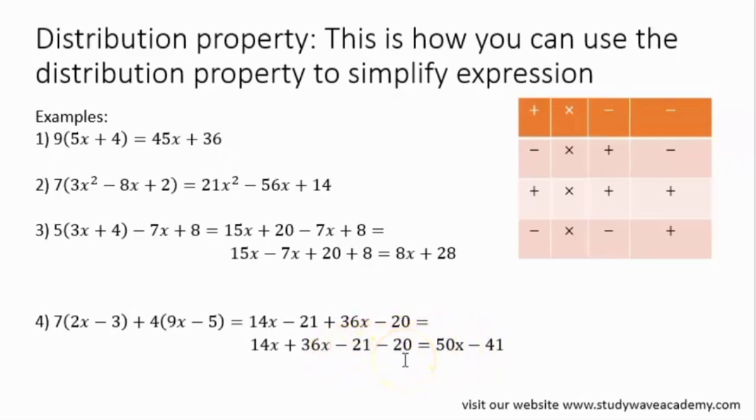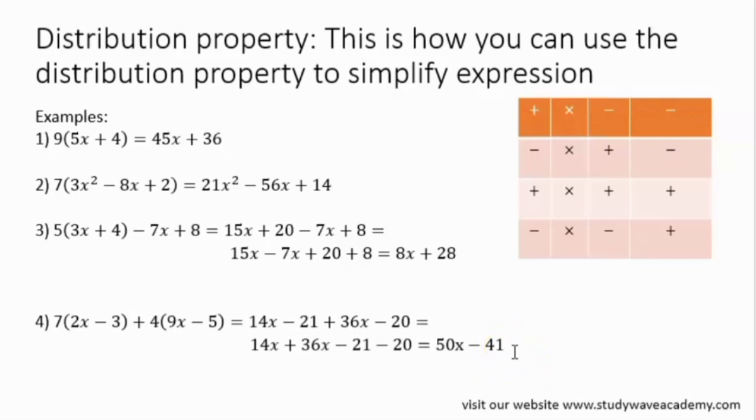When a negative sign comes together with another negative sign, it turns to plus. When we have minus 21 and minus 20, it means we should add the numbers together. So we add them together and we'll get 41. So we bring our minus sign here, and our answer is 50x minus 41. Do we understand this exercise?